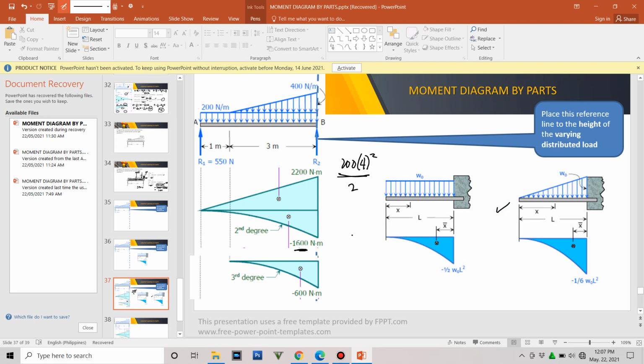So, our W is 400. Ang L natin, anong nasakop lang ng triangle? That is 3 squared all over 6. So, 3 squared is 9. 3,600 divided by 6, that is negative 600 Newton meter. Okay?